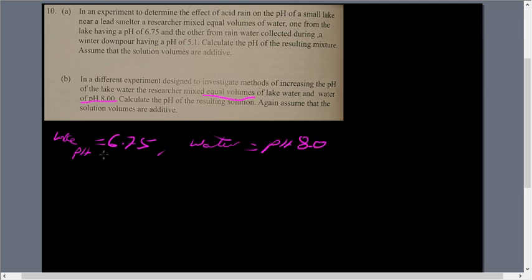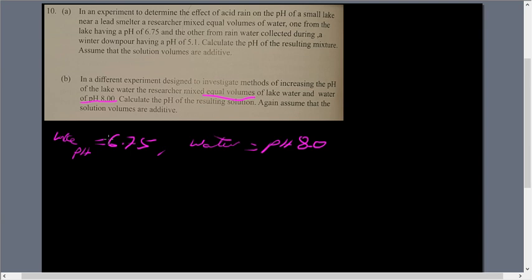What you need to recognize with this is that the concentration of hydroxide ion here is going to be higher than the concentration of acid that is here. So what we need to do is we first need to figure out the concentration of hydroxide ion and subtract the acid from it.